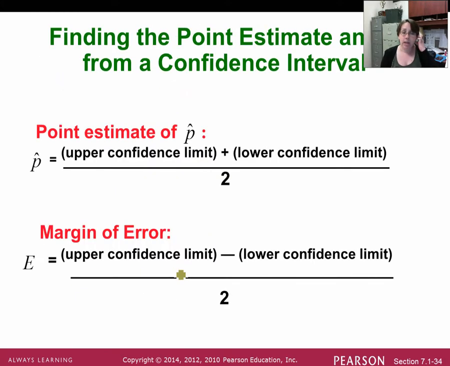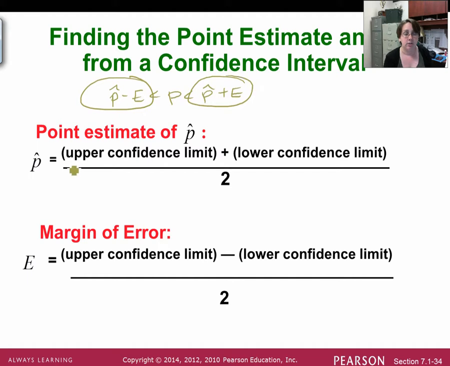One last thing. If you are given a confidence interval and you need to find, remember this is p hat minus e less than p less than p hat plus e. So if you have these two values here, these are your upper and lower confidence limits. You can find the original p hat or the original e, the margin of error, using these two formulas. If you want p hat, you add those two values together and divide by 2. If you want e, you subtract those two values and divide by 2. And that's just if you need to go backwards.